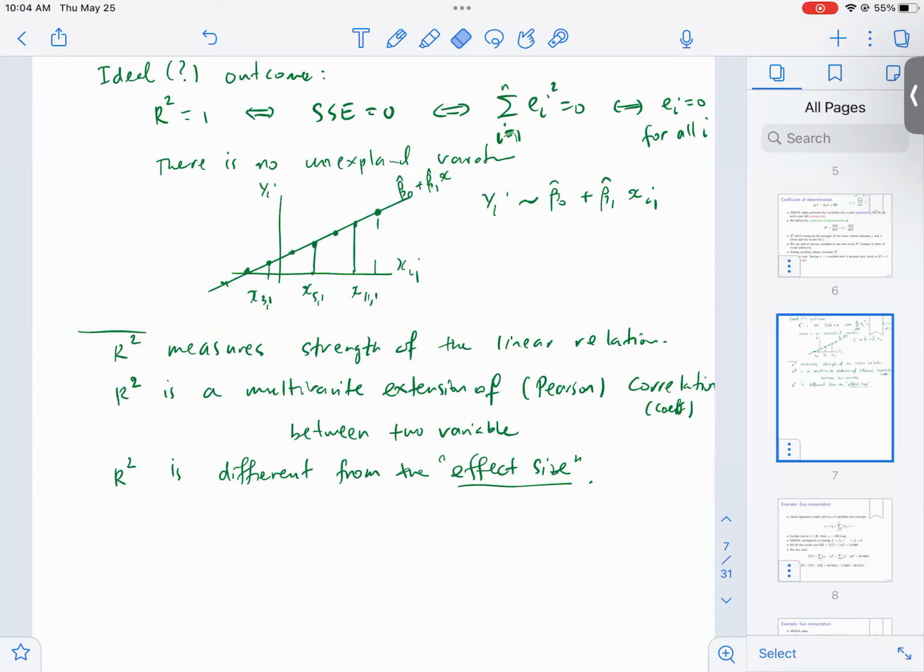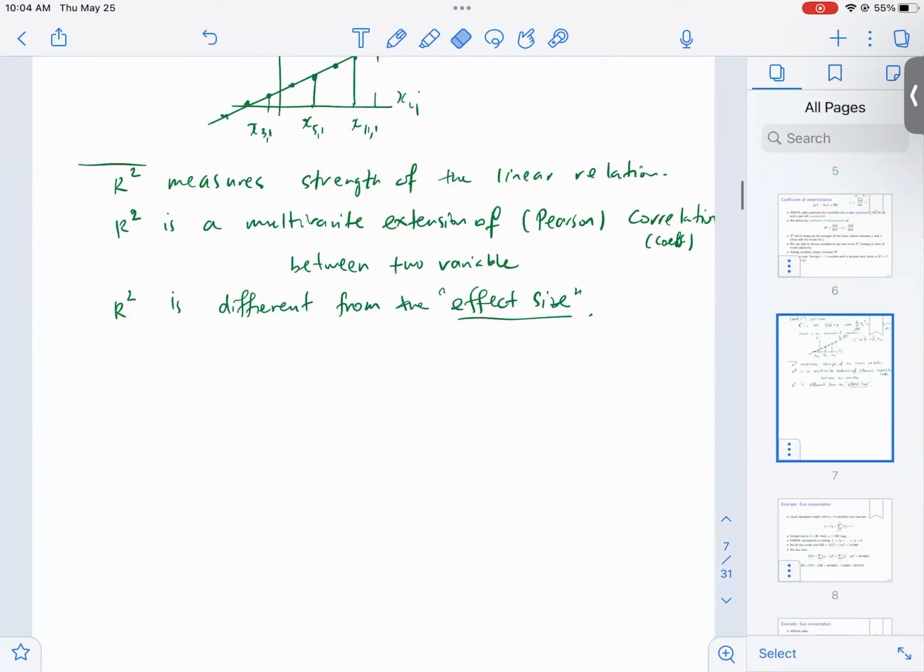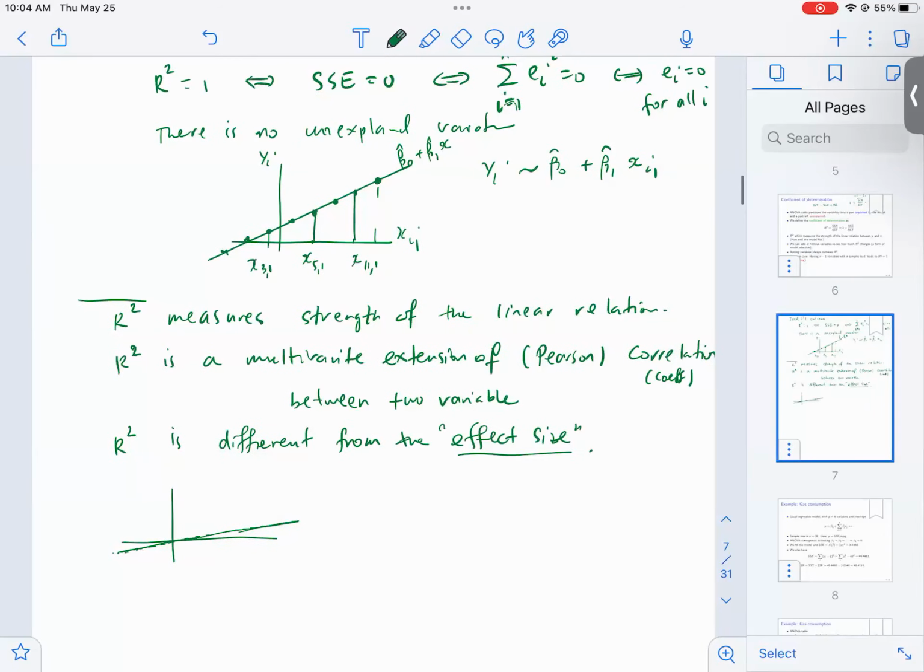So the situation could be like this. The relation between y and x could have a very small effect, meaning the actual slope beta 1 would be very small. I could have something like this, and if the points are very close to this line, the R squared is going to be high. R squared large. But I could also have a case where I have a very big slope. So it's R squared large.